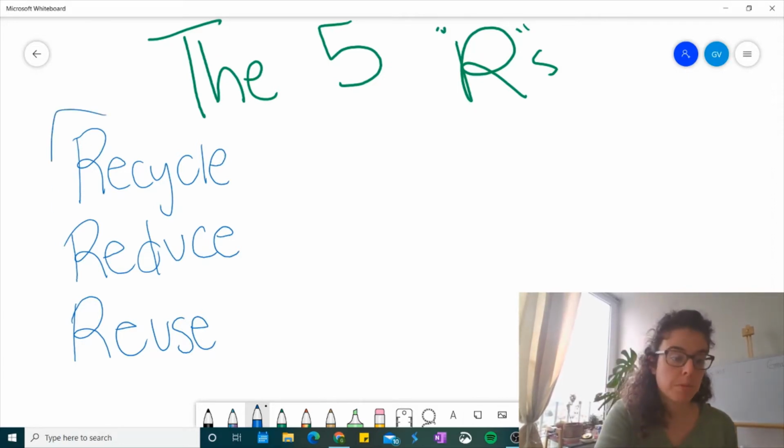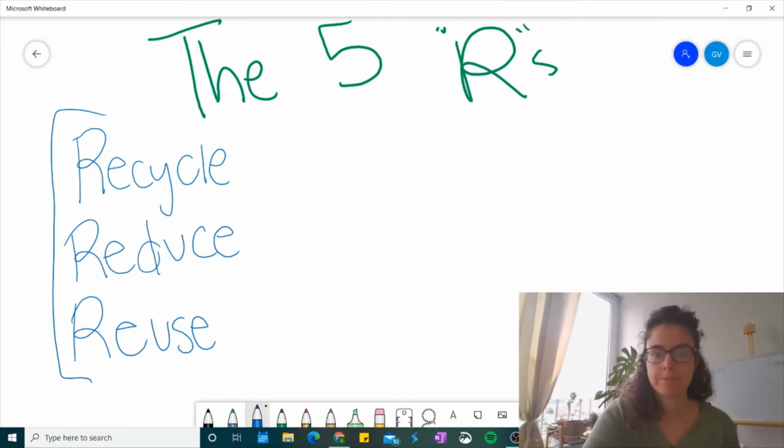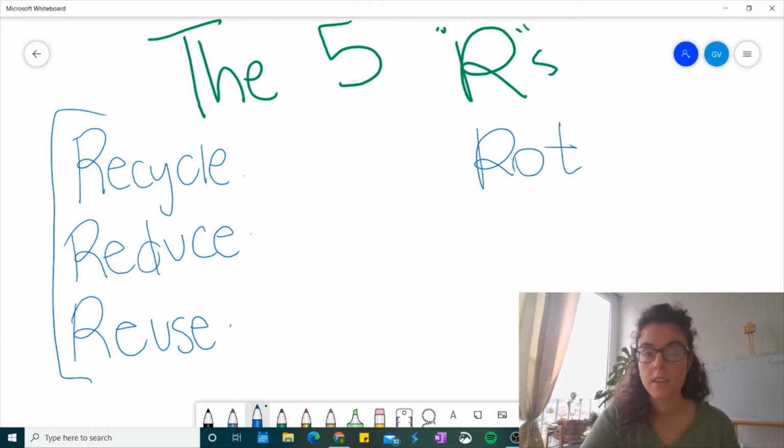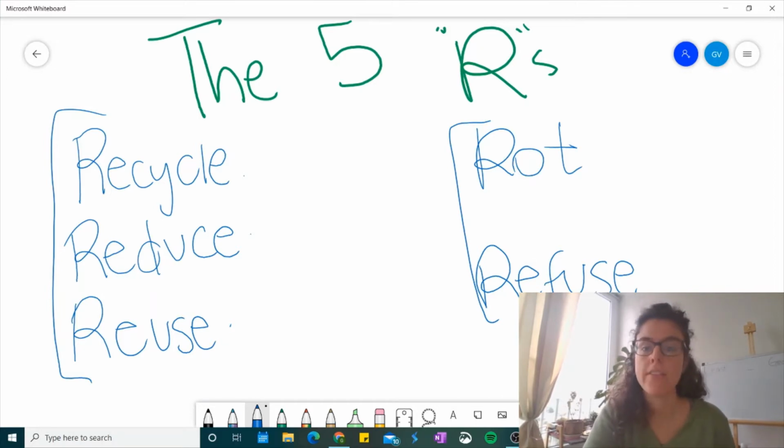And a lot of times people just talk about these 3. But there are 2 more that are also pretty important. So, recycle, reduce, reuse. Then the other one is rot and refuse.